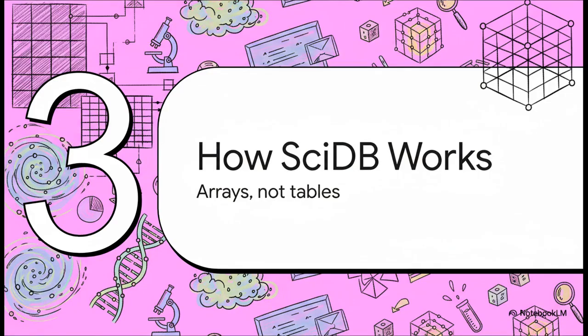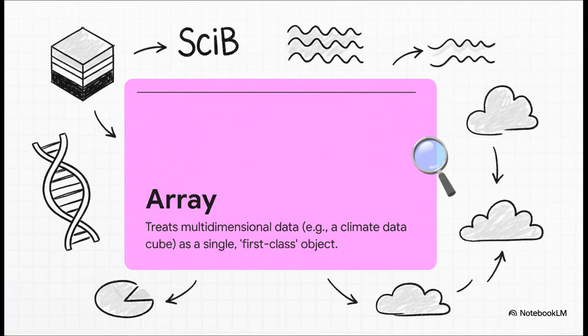Okay, so we know why it exists, but how does it actually pull this off? This is where you see this fundamental brain-bending shift in how you think about data. The whole concept revolves around the array. Now, inside SciDB, an array isn't just a container for data. It's what's called a first-class citizen. What that really means is that the entire database is built and optimized to handle these multidimensional objects as single whole things. So you're not breaking that cube of climate data into thousands of little rows anymore. You get to work with the cube itself.